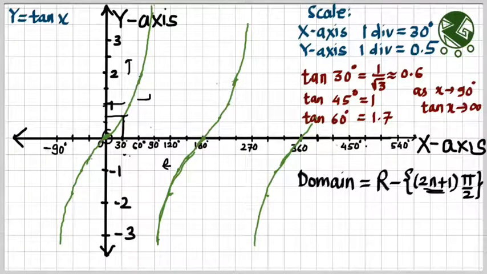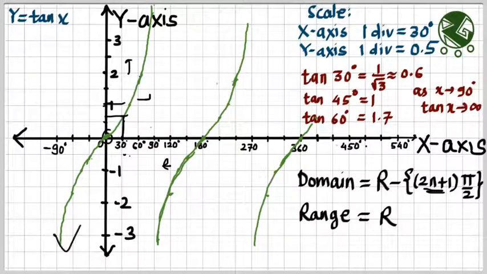2n plus 1 is the odd integer, where n belongs to Z, any integer. Now what is the range? The range is R. As we can see, the value of tan can go from minus infinity to plus infinity, and no value is skipped, so all the values are there, so the range is R.